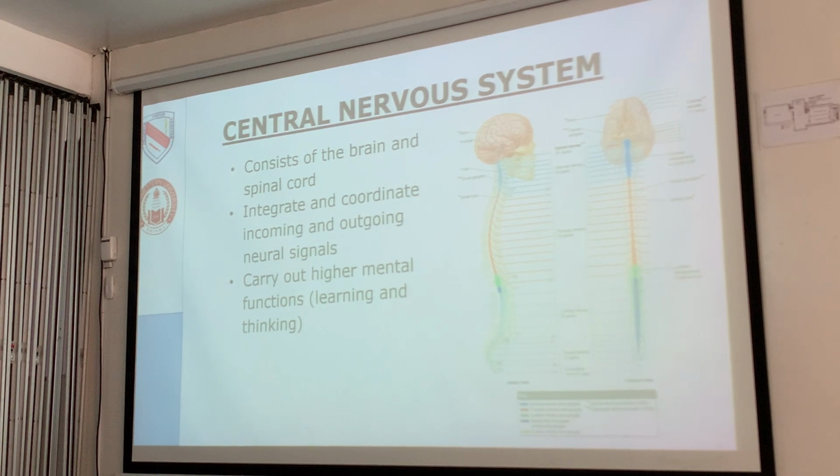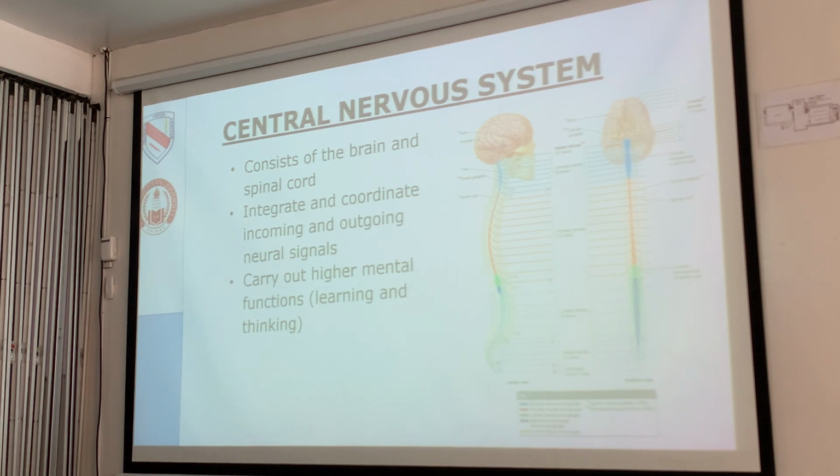How many? 31. How many cervical spinal? 8. So that is C1 to C8, and then thoracic, T1 up to T12. And the next would be lumbar. How many? 5.